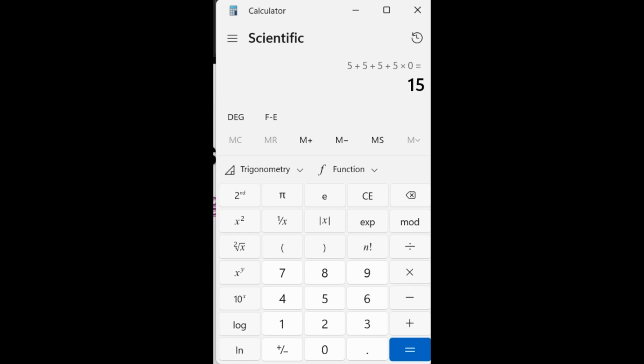So it has nothing to do with you being correct when you say, oh, my calculator said the answer is 0. That's still wrong. The answer is 15. You just need to understand how calculators work.